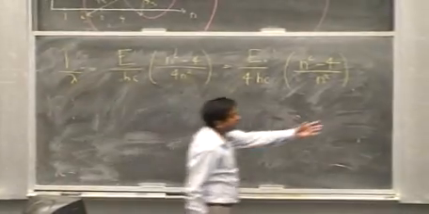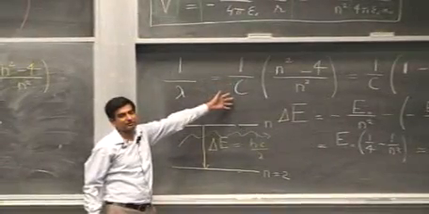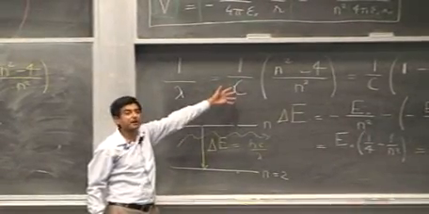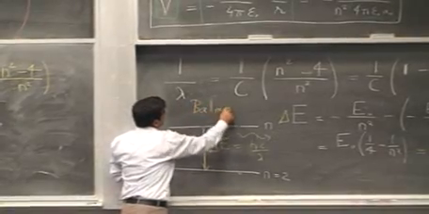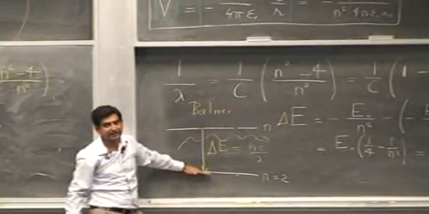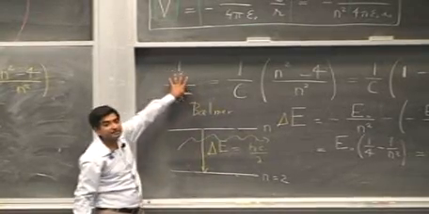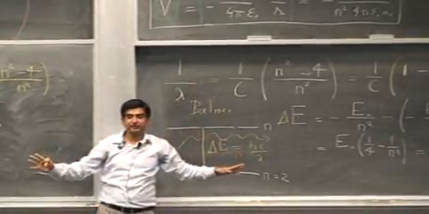So this was Lyman's formula. Sorry, Balmer's formula. Balmer's formula, I'm sorry for that. It's Balmer's formula. Because in the Balmer transition, the transition ends at the L shell, at the n equals 2 shell. So this is Balmer's formula derived from a completely empirical means.